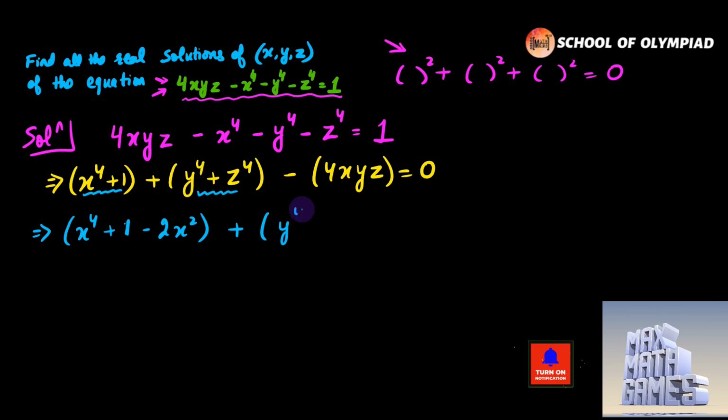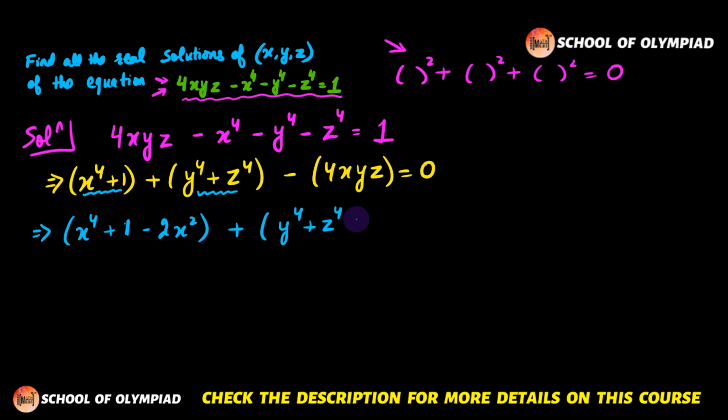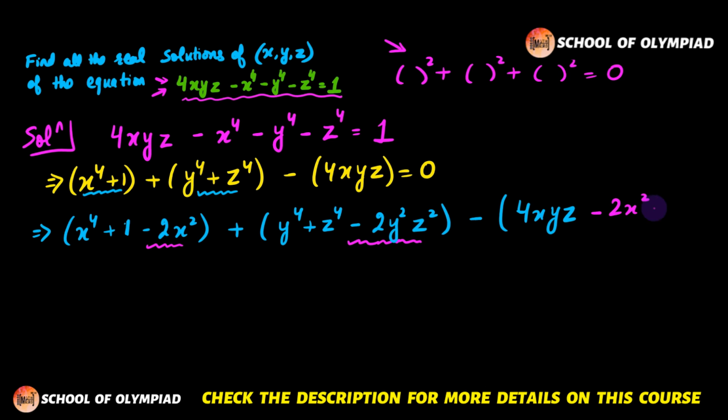So we will get y raised to the power 4 plus z raised to the power 4 minus 2 into y square into z square, and then minus 4xyz. And when we have added this quantity minus 2x square, we will write it here also, and this quantity minus 2 into y square into z square we will write here also. So this becomes equal to 0.